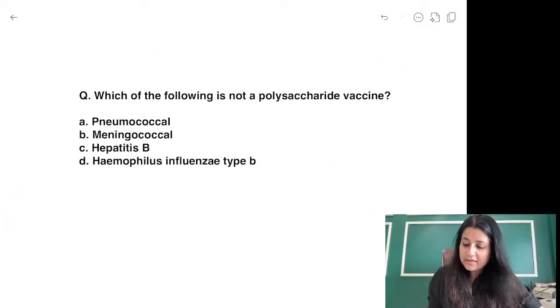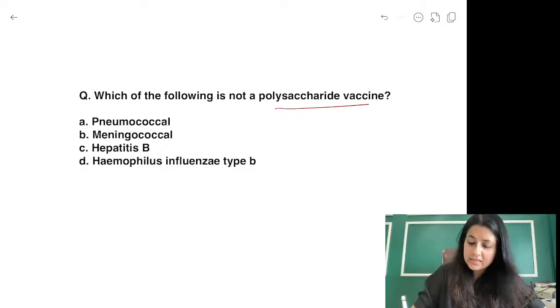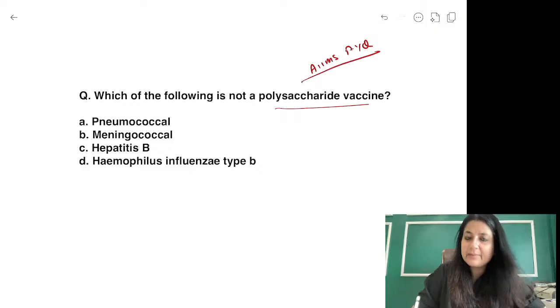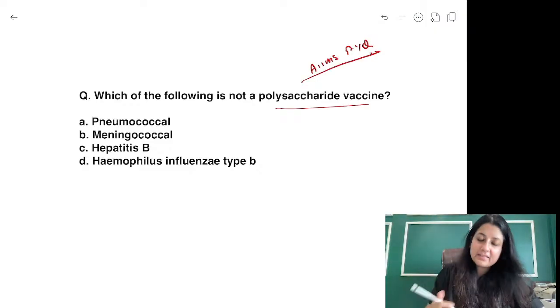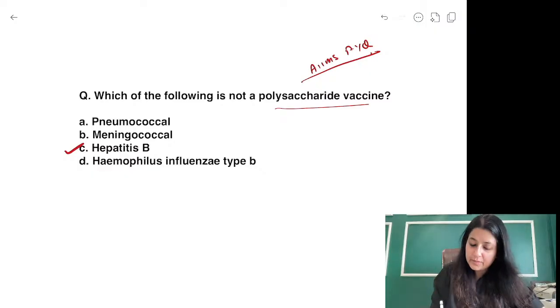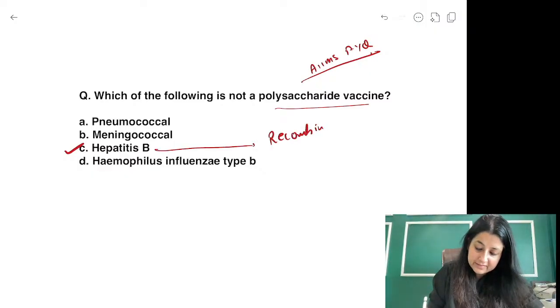Okay, moving ahead. Which is not a polysaccharide vaccine? We are trying to revise the classification of vaccines. This was an AIIMS PYQ, just to revise the types of vaccines. Very good: hepatitis B. Hepatitis B is a recombinant vaccine. Now what are polysaccharide vaccines?